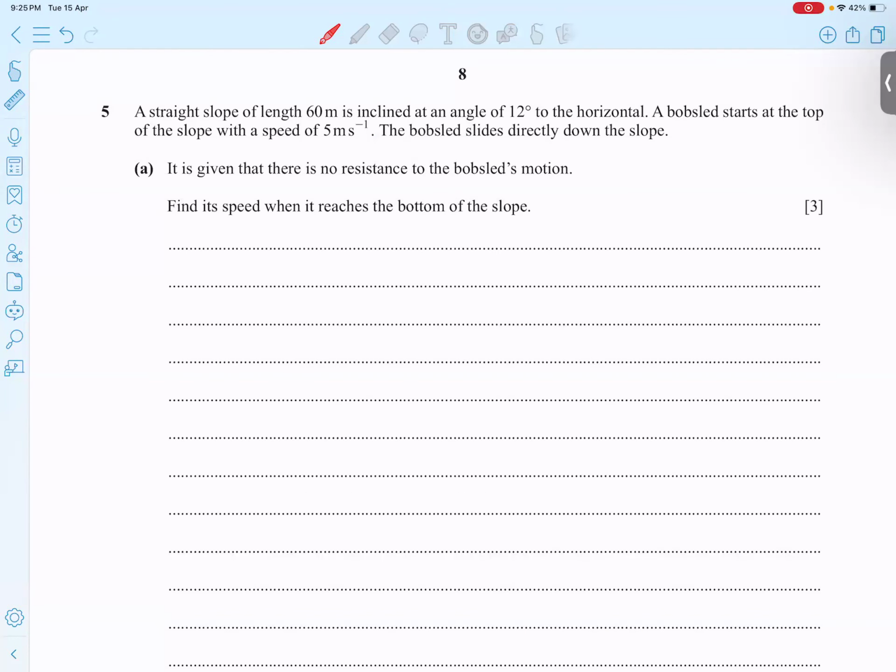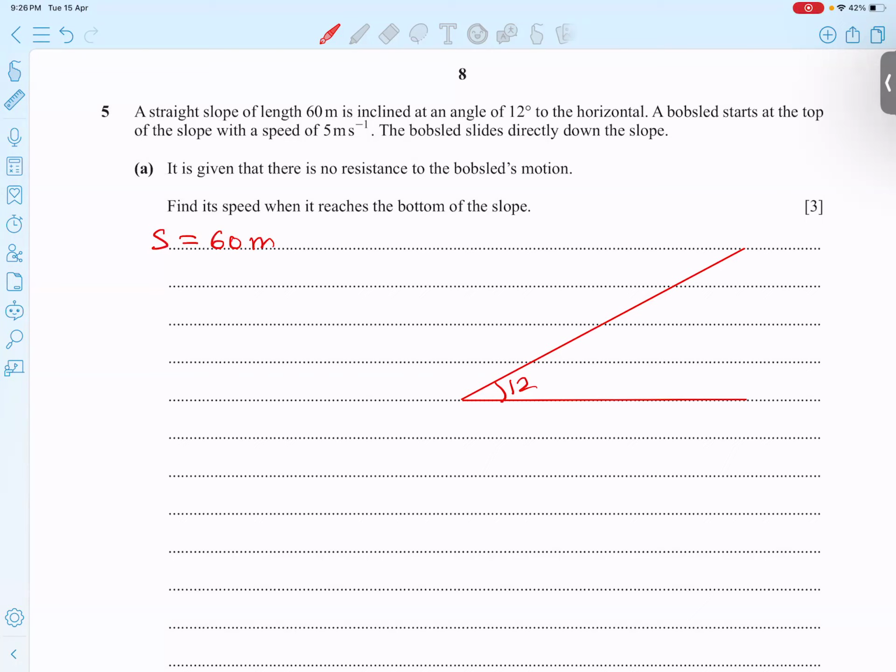Question number 5: a slope of length 60 meters is inclined at an angle of 12 degrees to the horizontal. So we take a plane like this, and the angle is 12 degrees, and the length is 60 meters. So the distance of the inclined plane is 60 meters.